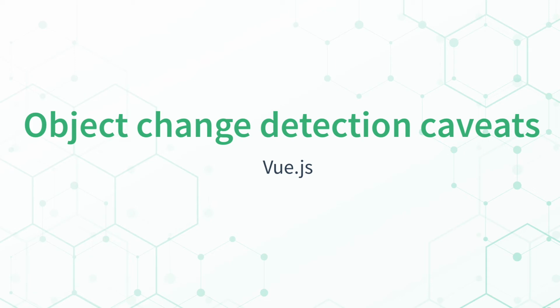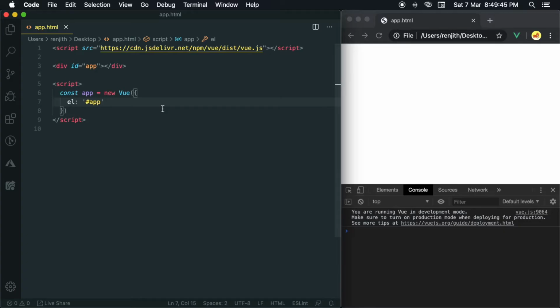Object change detection caveats. We cannot add a new property to a reactive object using dot or square bracket notation. We need to use the global method set to do that. Let's check it. Create data called user with the name property.